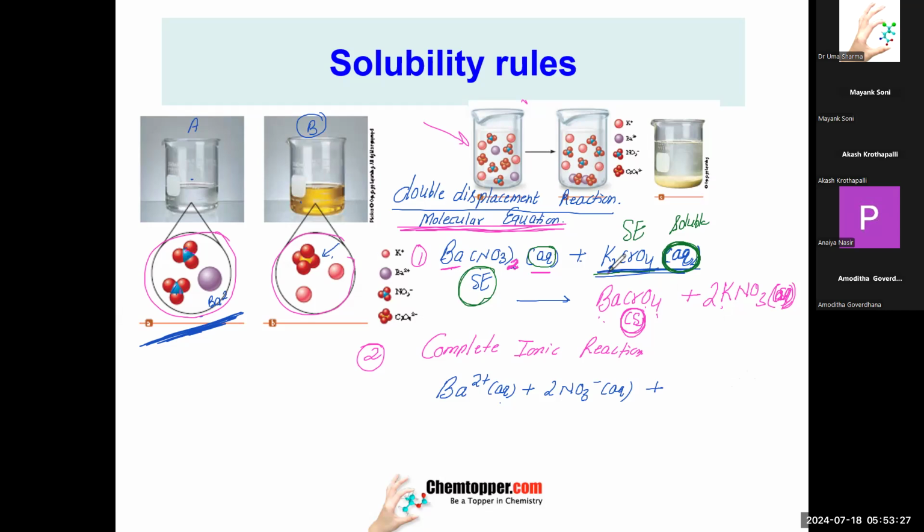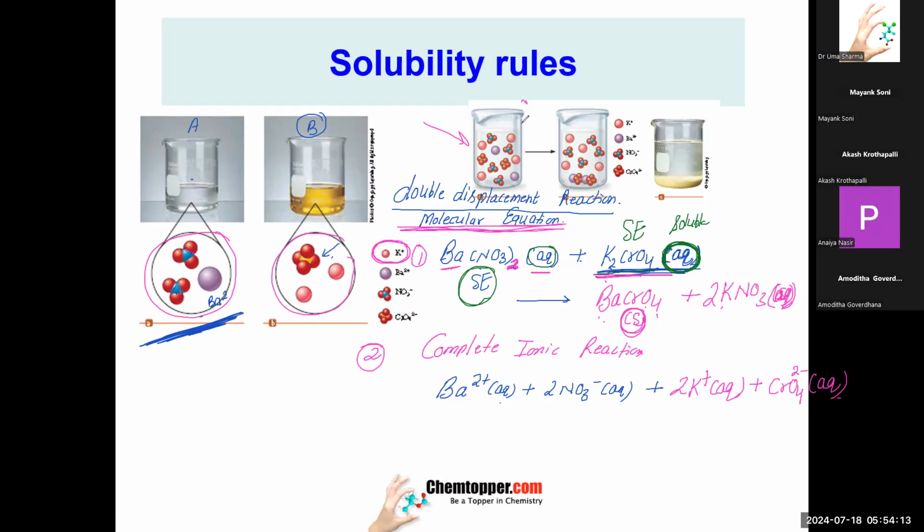Okay. Can you dissociate this compound 100%? How many K? What is the charge on K? So they are 2K plus. Yes, like this, the way Anaya is saying. 2K plus. And how many chromates? How many chromates? Yes, Akash, very good. One chromate. CrO4. Type the charge. Charge is very important.